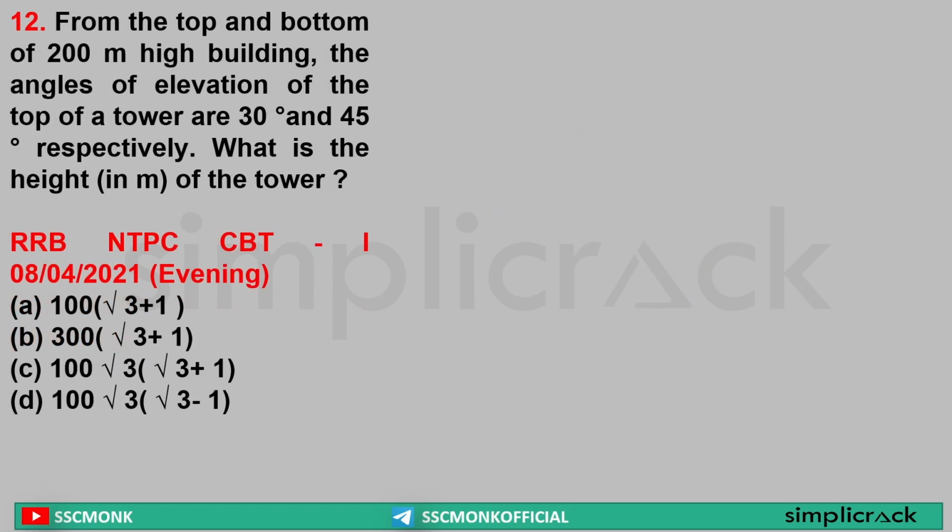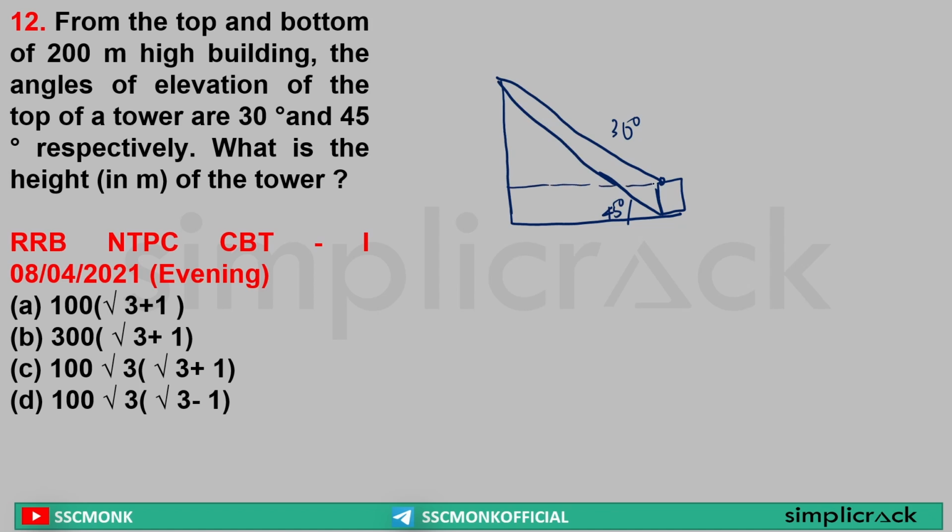Next. From the top and the bottom of a 200 meter height building, the angle of elevation of the top of the tower is equal to 30 degrees and 45 degrees. So what it is saying, this is a tower, this is a building. So they are on the ground. From this point, the angle of elevation is 30 degrees, and from the bottom, it is 45 degrees. Yes or no? So let's join this dot.